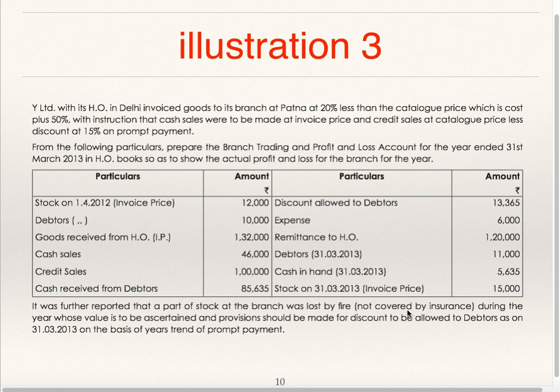This is the first finding you are supposed to do. Show it in the working note. Provision should be made for discount to be allowed to debtors as on 31st March 13. You are supposed to calculate provision for discount on debtors. This is the second finding, as on 31st March 13, on the basis of the trend of prompt payment. I will show you the working notes.